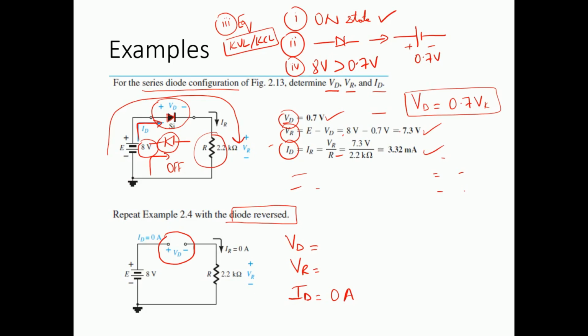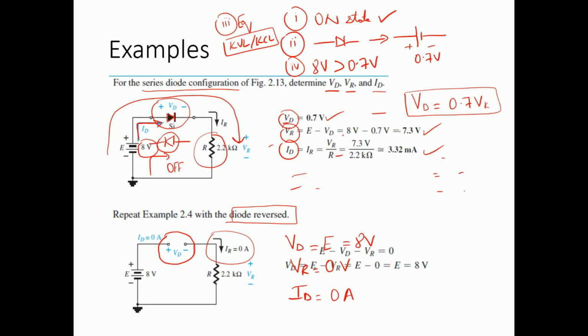What about the voltage across the resistance? Since there is no current flowing, the voltage is going to be 0 volts. Now what about the voltage appearing at this open circuit junction? The voltage appearing here is just going to be the source voltage, which is 8 volts. And this is how we solve the diode problem.